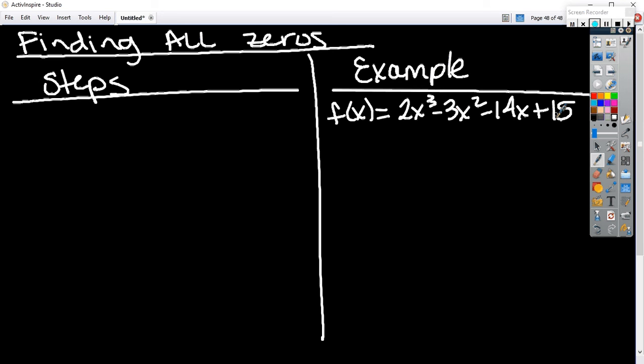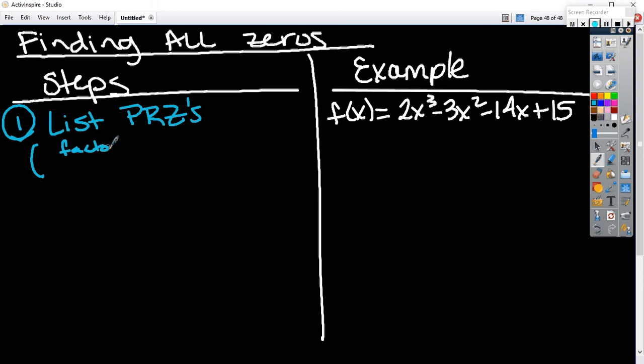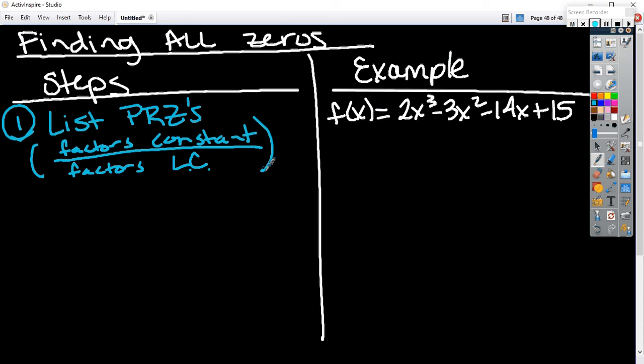My first step. Are y'all with me? You want me to wait a second while I copy it down? Okay. I simply want to list the PRZs, 1 through 5, 15. Remember, this is where we do the factors of the constant divided by the factors of the leading coefficient, and I'm going to put LC here. Everybody knows what that means. Leading coefficient.